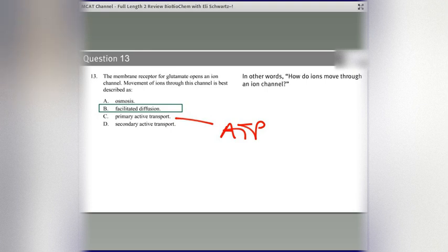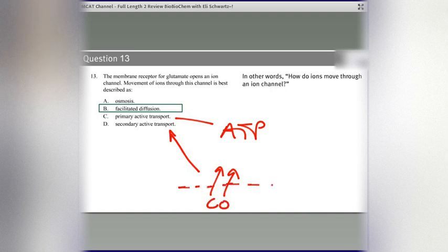Because what if I had asked in question 13, moving, in this case, glutamate against its concentration gradient by allowing a different solute to go down its concentration gradient? That is answer choice D, secondary active transport. There are two different things we could be talking about. We could talk about co-transport, where they both go across a membrane channel in the same direction. This is co-transport, aka symport.